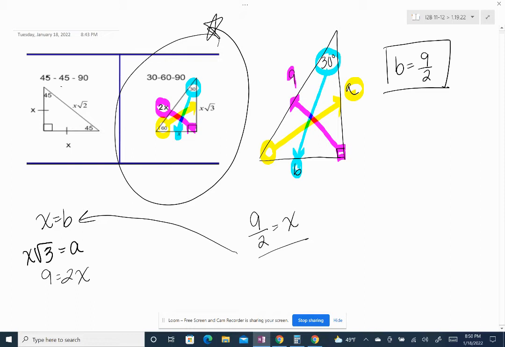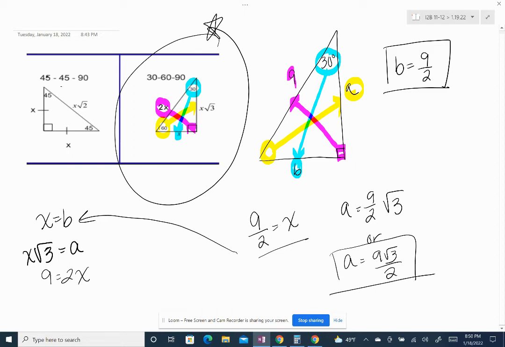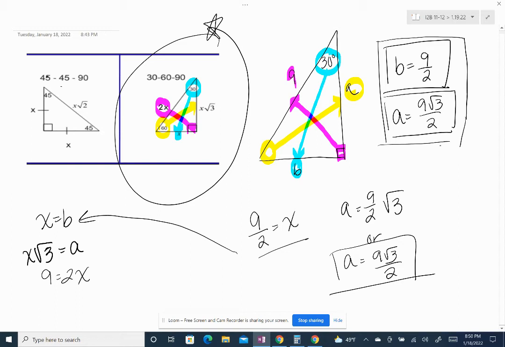Okay, so let's take a look at A. A is going to be 9 over 2 times the square root of 3. Remember, you can rewrite these either way. You can write it like that, or A is equal to 9 square root of 3 over 2, whatever you prefer. I like one fraction. I think it looks a little more simplified, so I'm going to write it like that. Okay, perfect. So we solved for the missing variables, A and B, and that would be your final answer right over here.